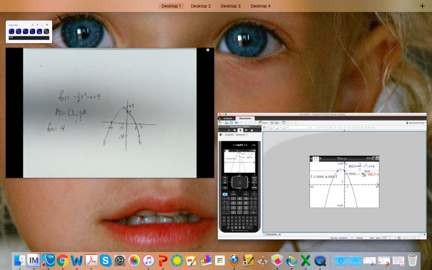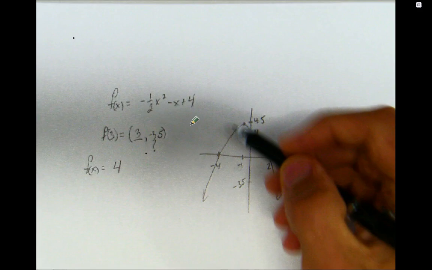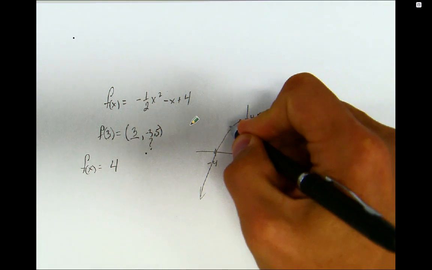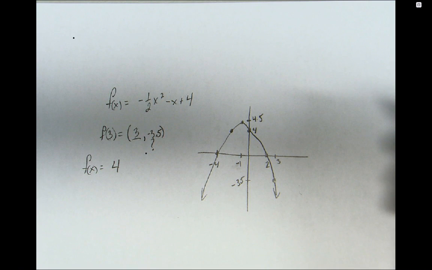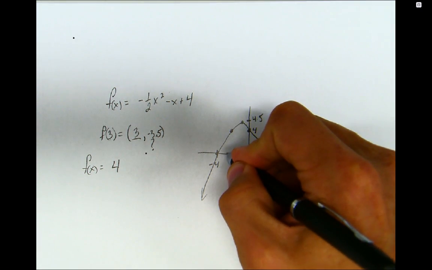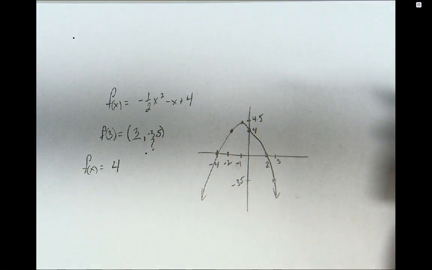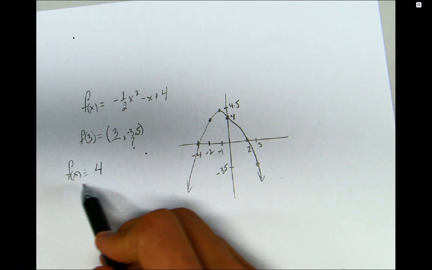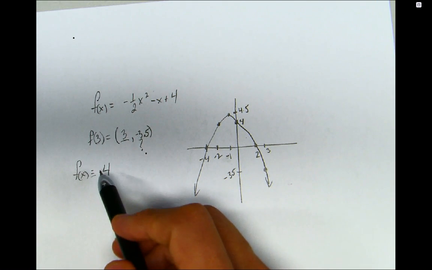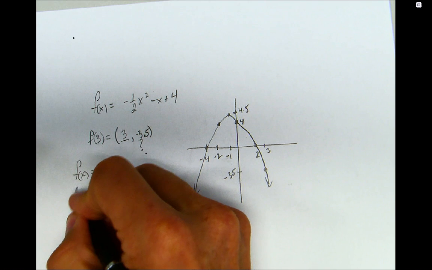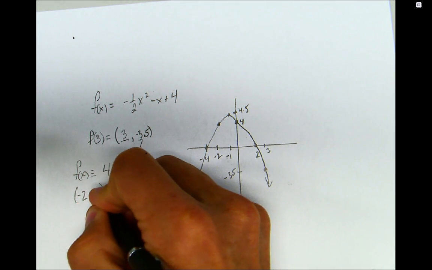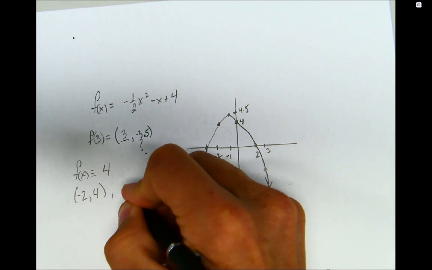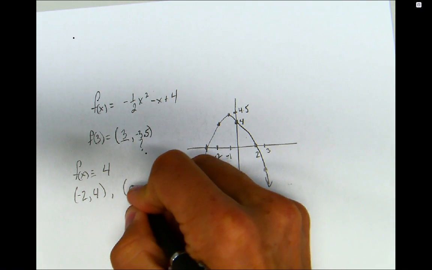So I'm going to go over here, and I know here now that 0 and 4 was one of my intersections, and so was -2 and 4. Okay, so that answered this question for us. When does f of x equal 4? In 2 places. At -2 goes in and 4 comes out, and at 0 and 4.